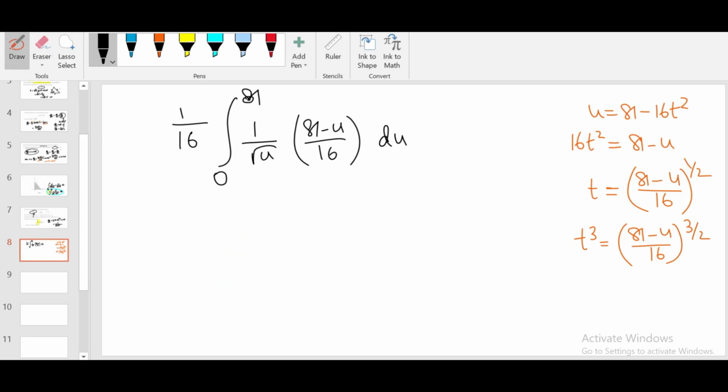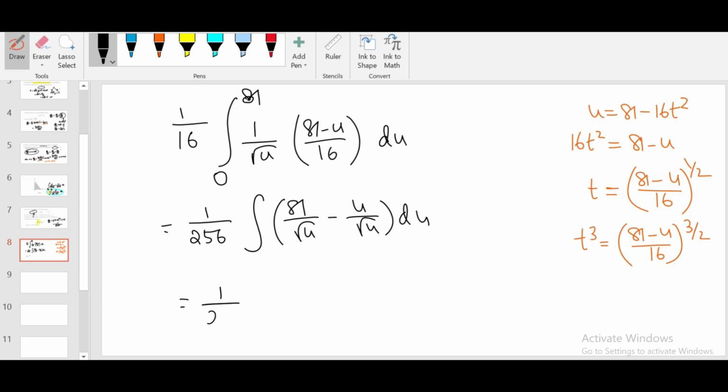You can take the 16 also outside. 1 over 16 times 16, 256, integral 81 by root u minus u by square root of u du, which is 1 over 256 integral 0 to 81, 81 u power minus half minus u power positive half du.